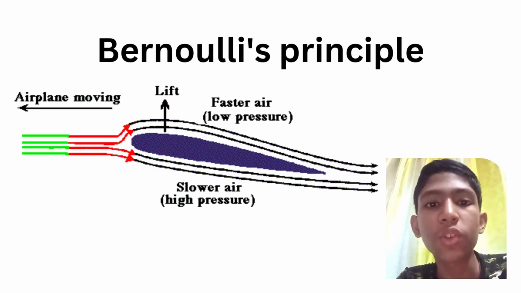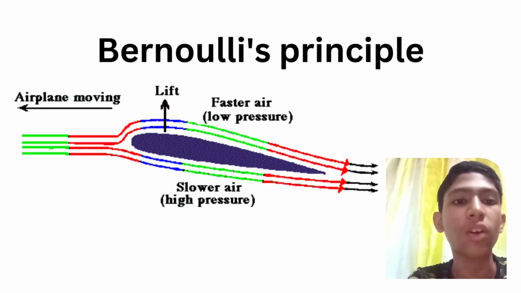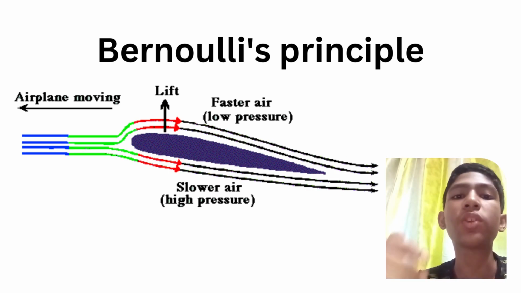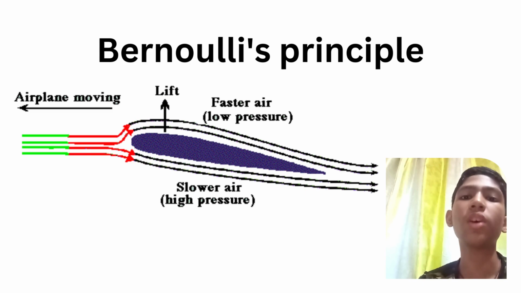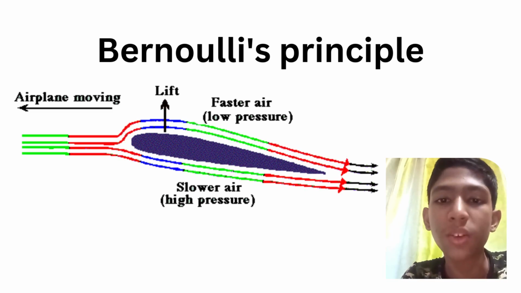Wings generate lift through Bernoulli's principle. Air moving over the curved upper surface of the wing travels faster and produces less pressure than the slower air moving along the flatter underside of the wing. This pressure difference creates lift, which is a force of flight.